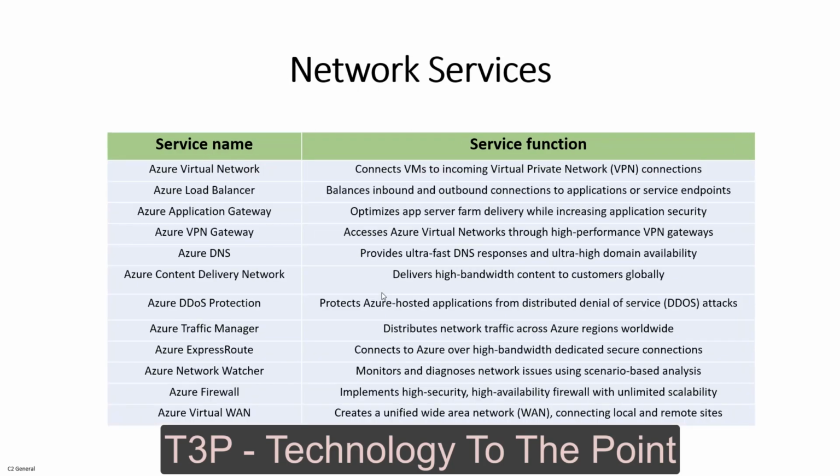Here we have the networking services. Those are the important ones. Let me tell you, first is Azure Virtual Network, Load Balancer, Application Gateway, VPN Gateway, Azure DNS. Then we have Azure Content Delivery Network, that is the CDN. I received one question from this, like what does it actually do? It delivers high bandwidth content to customers globally.